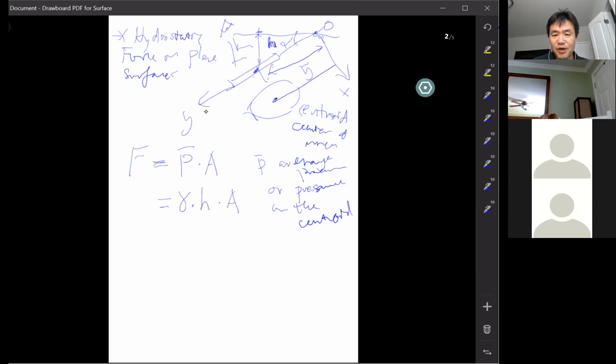In a practical problem, in the problem you're going to solve, you will see a different shape. For example, I'll give you a triangle under the water like this. You need to find the pressure on the centroid, right? So you need to have the exact dimension and find out what is y bar and what is H in order for you to calculate the pressure on the centroid. Does that make sense?